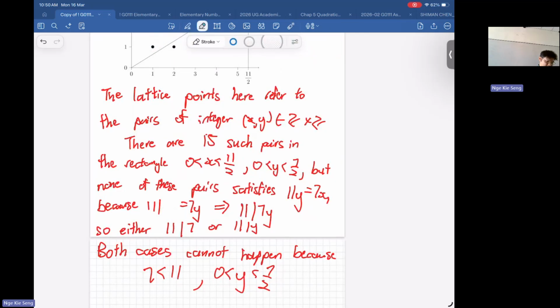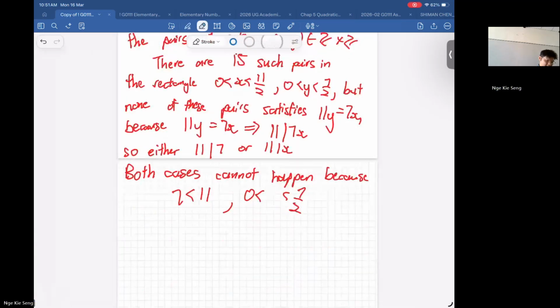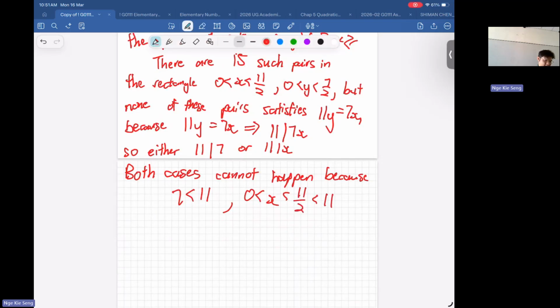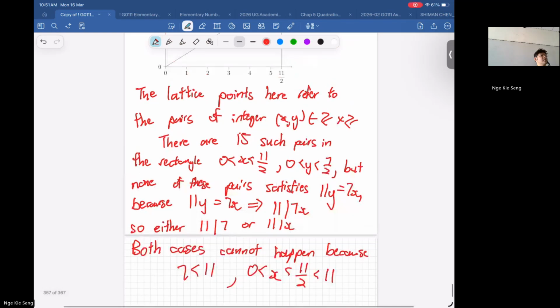Because 11y equals 7x, this implies that 11 should divide 7x. So either 11 divides 7 or 11 divides x. What's our x? Our x is between 0 and 11/2, still less than 11. Is it okay? Why did I swap? Because your textbook is in the other direction, so I have to modify it. Sometimes I forget to change. Maybe we can stop here first and continue later. Okay, let's break until 11:01.